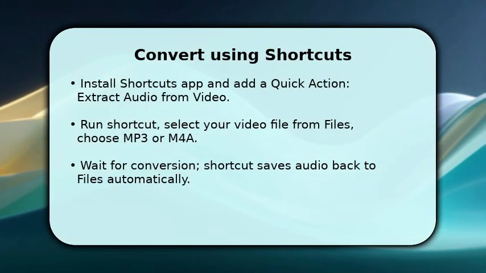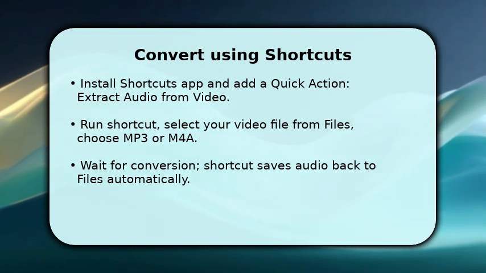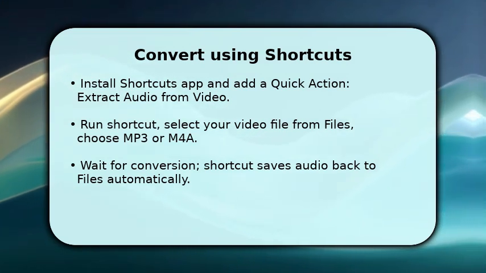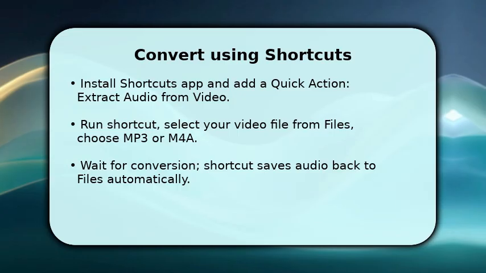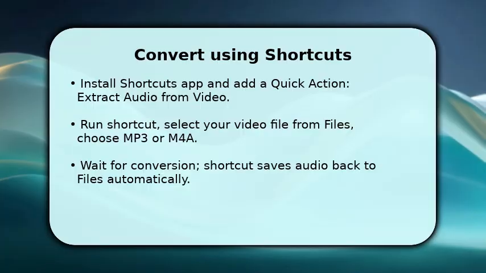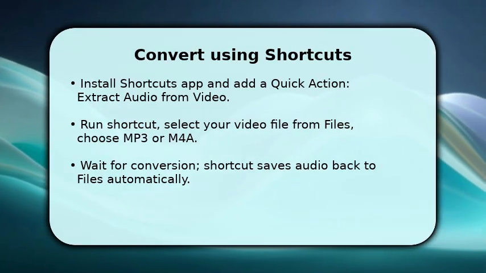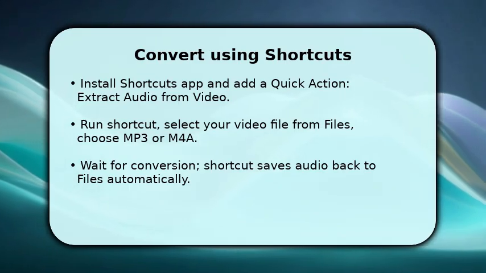Now use shortcuts to extract audio. Open Shortcuts, tap plus to create or download an extract audio shortcut. Add actions, get file and encode media audio only, and save file to your chosen folder. Run the shortcut, select the video in Files, then choose Format MP3 for compatibility or M4A for smaller size.